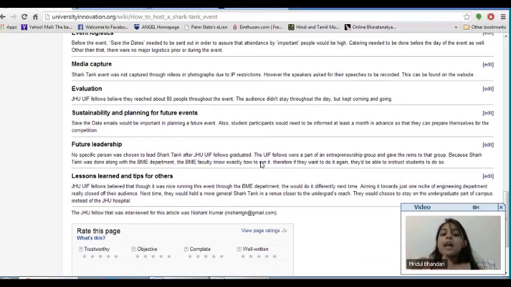Future leadership: no specific person was chosen to lead Shark Tank after the JHU UIF fellow graduated. What did happen was Nishant was part of a marketing entrepreneurship group at JHU, so they fell into their reins. But because Shark Tank was done collaboratively with the BME department, if the BME department wanted to run it again, they would be able to tell the student exactly how to do it. So that's one of the ways that the BME department can work with the group that Nishant was in to run it further.